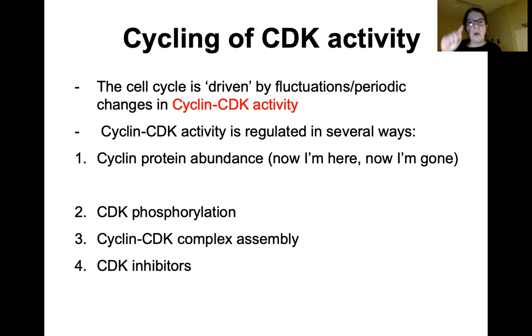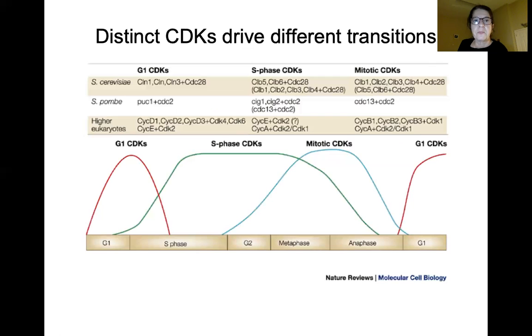So depending on which phase of the cell cycle it is, the majority of these changes in the CDK activity are really driven by the fact that the cyclin proteins are either here or they're not here. And when they're not here, the CDK cannot function. There is no CDK activity.